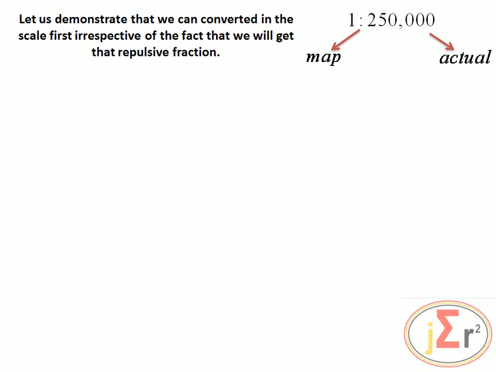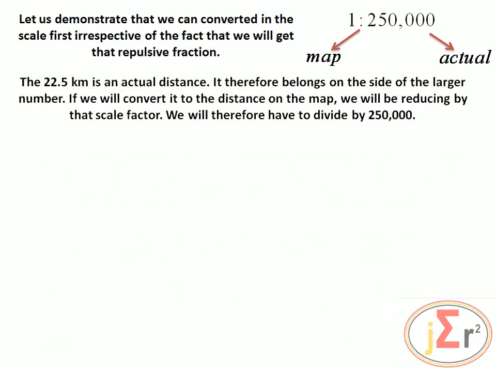Let us demonstrate that we can convert in the scale first, irrespective of the fact that we will get that repulsive fraction. The 22.5 kilometers is an actual distance. It therefore belongs on this side of the larger number. If we will convert it to the distance on the map, we will be reducing by that scale factor.